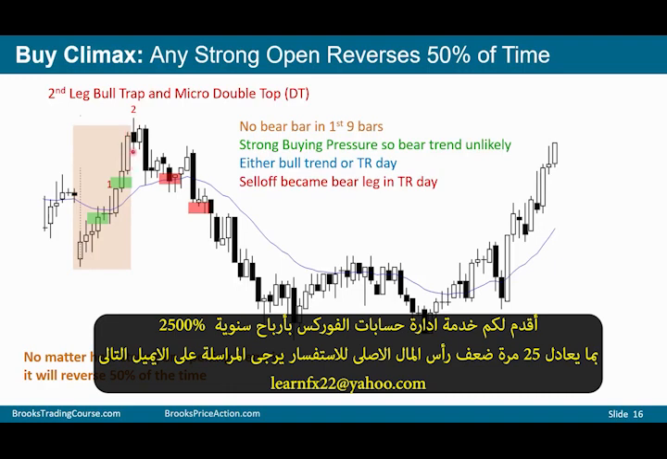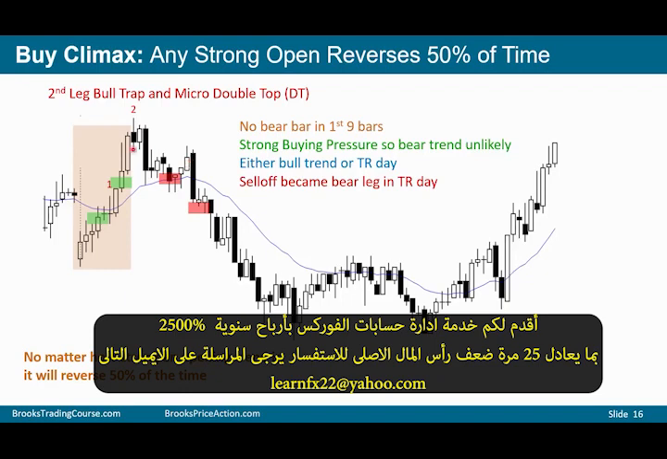And then in addition, we have a micro double top. We went up and then down. We went up again and then down. The bulls who bought this close or above this high were disappointed by this bear bar, and they used this bar to get out break even, and that began a bear trend.